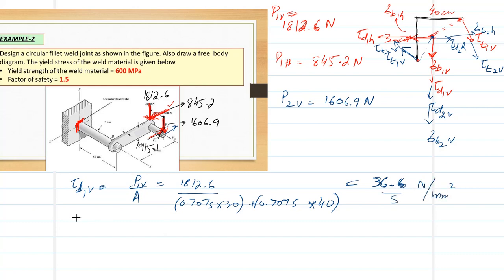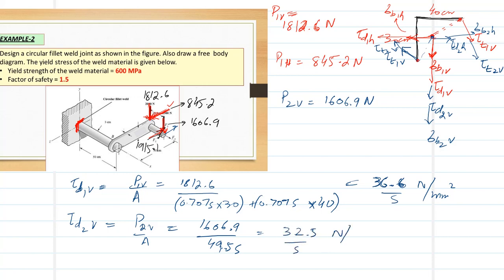Instead of just directly finding tau D2V here, because the areas are the same, it is P2V divided by A. The only difference is the force, and the area is 49.5 S. So P2V is 1606.9 divided by 49.5 S. If you calculate this value, 1606.9 divided by 49.5, you get 32.5 divided by S Newton per millimeter square.